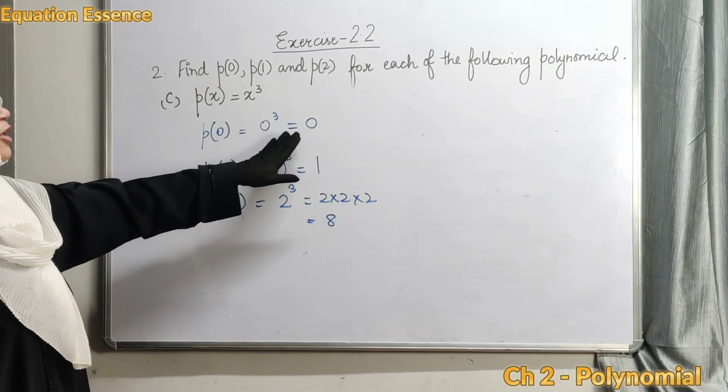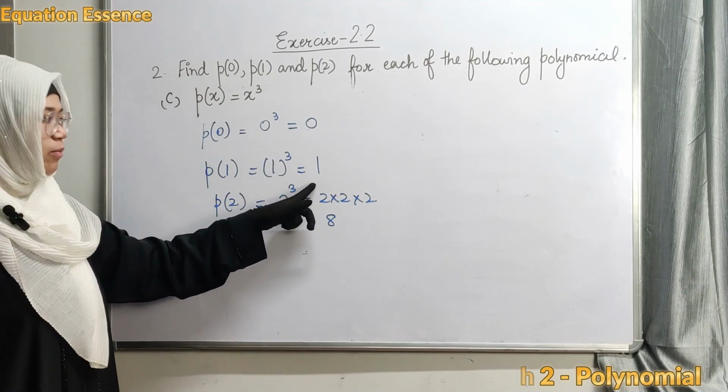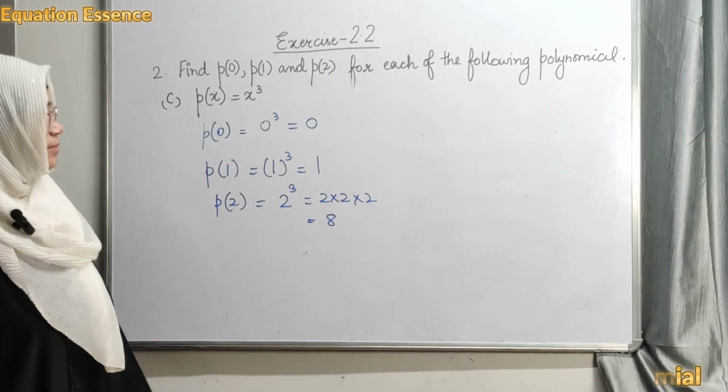At 0, the value of the polynomial will become 0. At 1, the value of the polynomial will become 1. And at 2, the value of the polynomial will become 8.